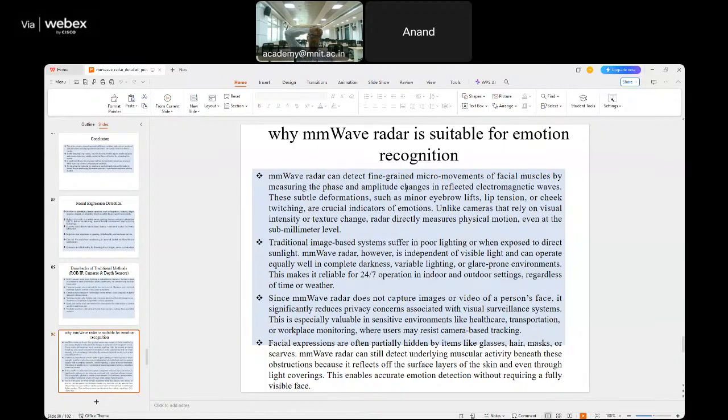So this becomes valuable in sensitive environments, especially healthcare, transportation, or workplace monitoring, where users are not very comfortable with camera-based tracking. Facial expressions are often hidden by items like glasses, hair, masks, or scars. MM-wave radar can still detect underlying muscular activity beneath these obstructions because it reflects from the surface layers of the skin, and even through light covering. It is able to pass through it and be reflected back. This enables accurate emotion detection without requiring a fully visible face.